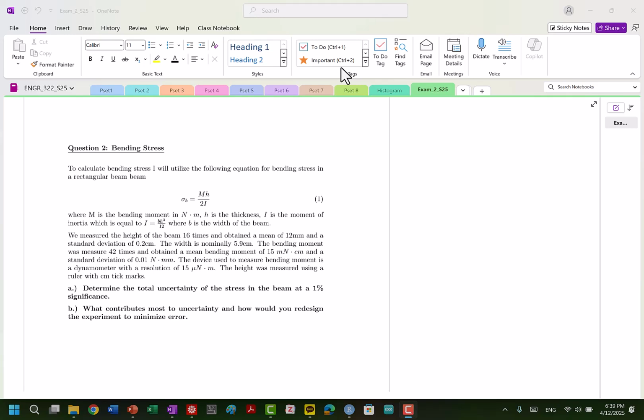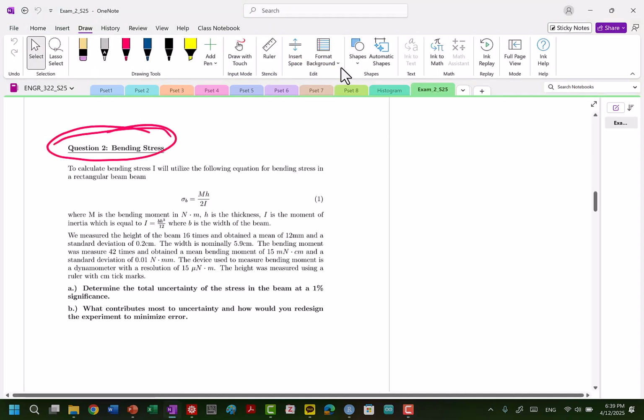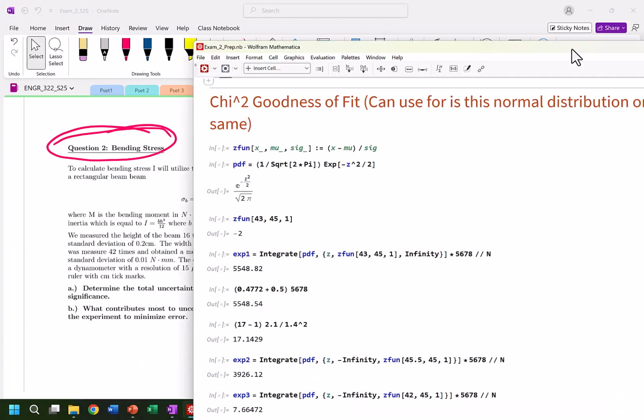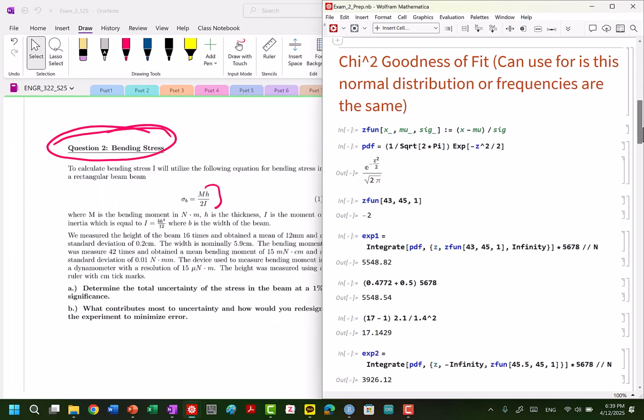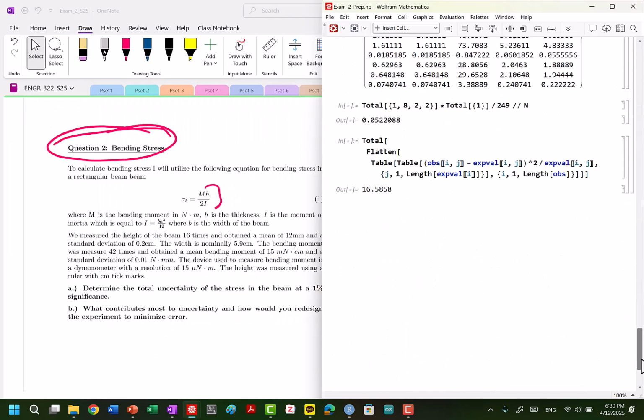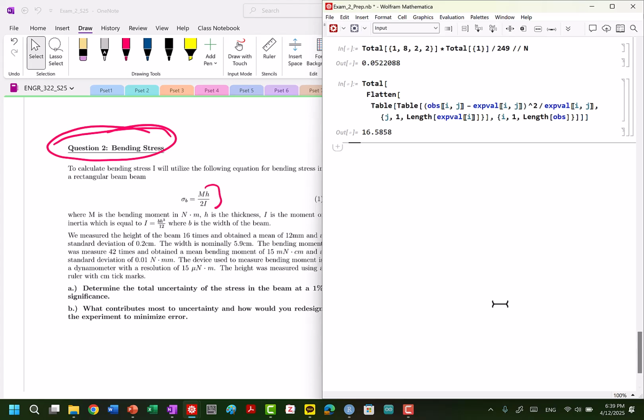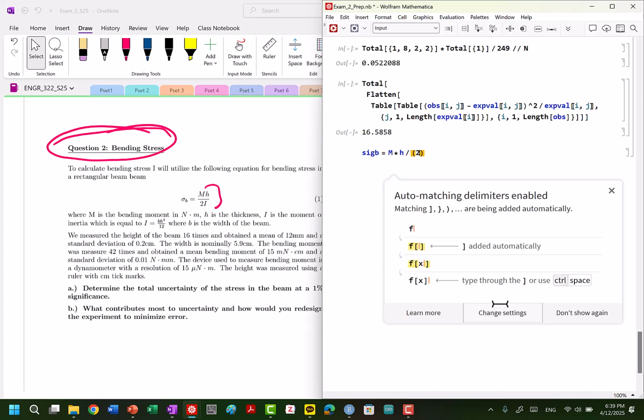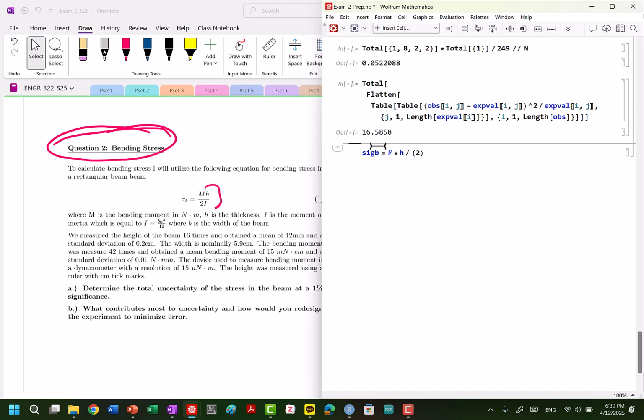Alright, everyone, we are back and we are going to do our second problem on our exam, bending stress. So we have this fundamental equation, and I'm actually going to start by typing it out, although I wouldn't advise you to do this. My fundamental equation is sigma B equals M times h divided by 2I, where I is equal to B times h cubed divided by 12.